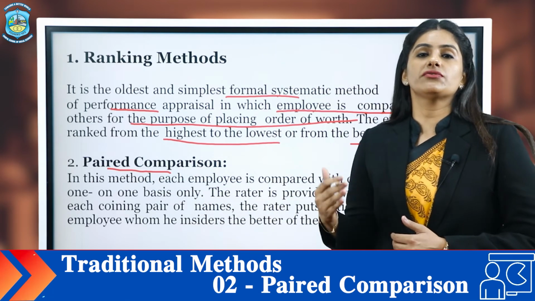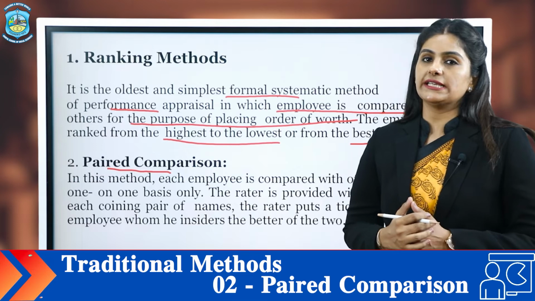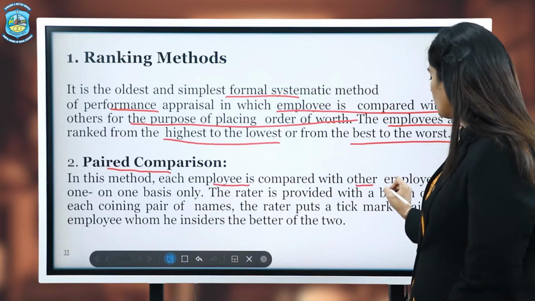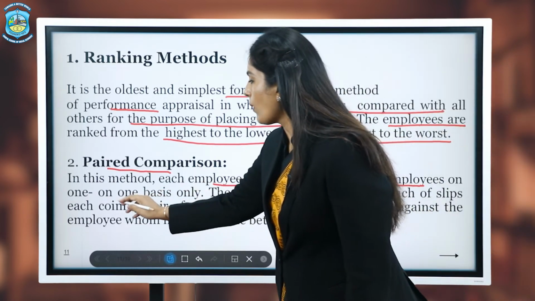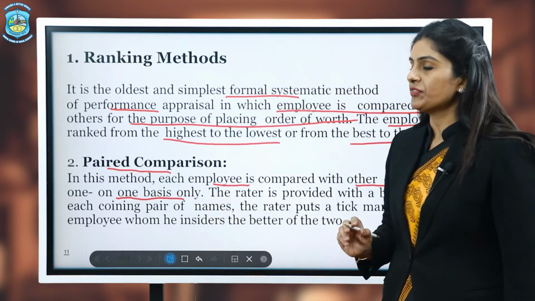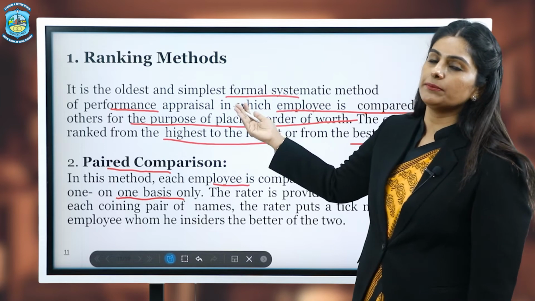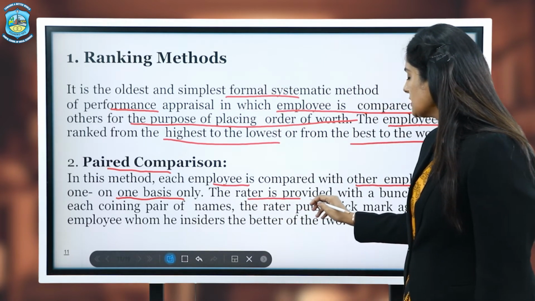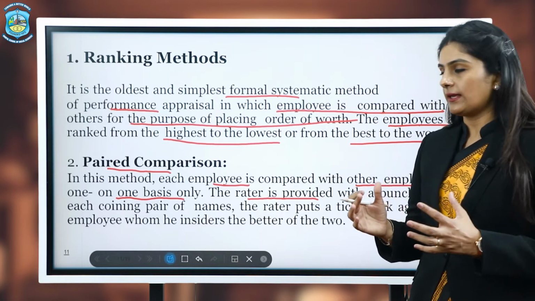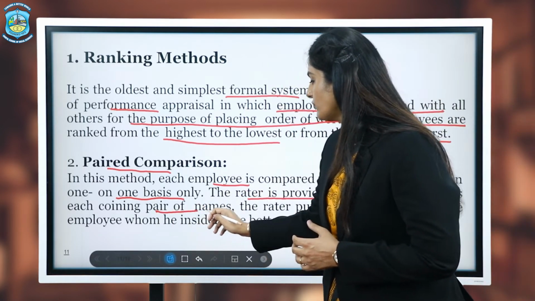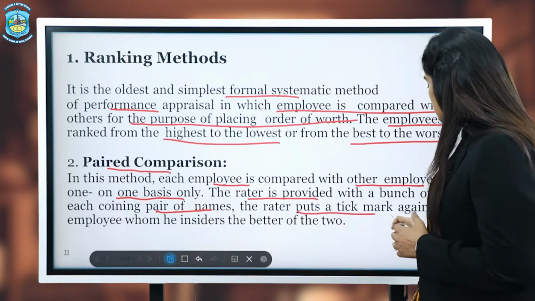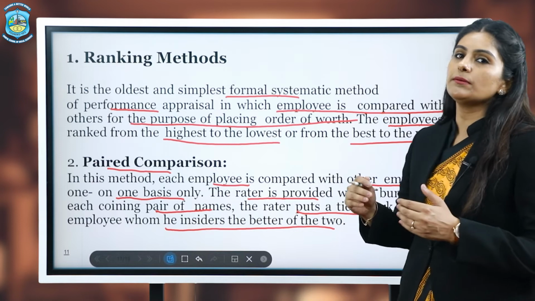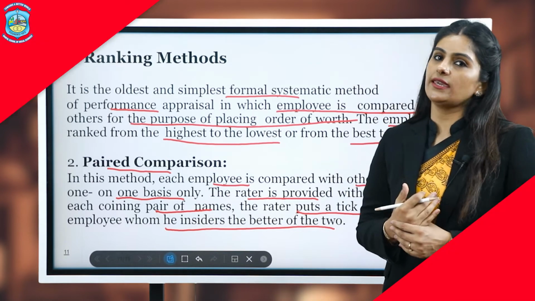The second method is paired comparison. Again, this is one of the traditional methods of appraising employees. In this method, each employee is compared with another employee on a one-to-one basis only, not as was done in the prior method, that is the ranking method. In this, the rater is provided with a bunch of slips, each containing a pair of names, and the rater puts a tick mark against the employee whom he feels has better performance than the other.